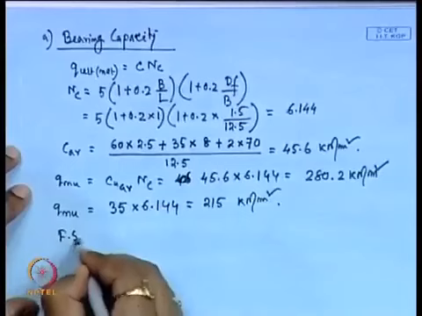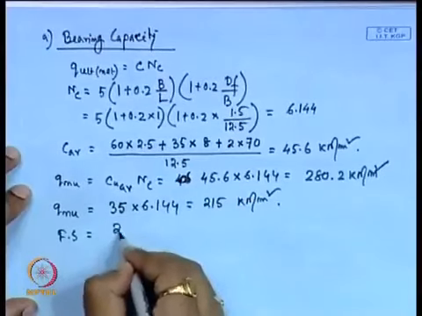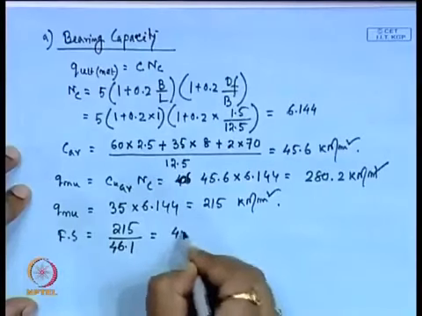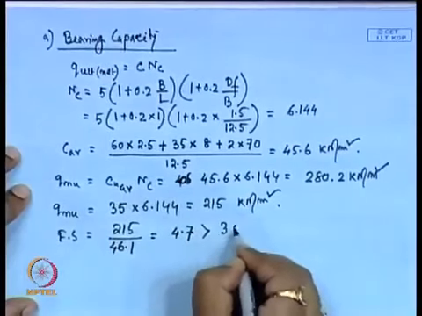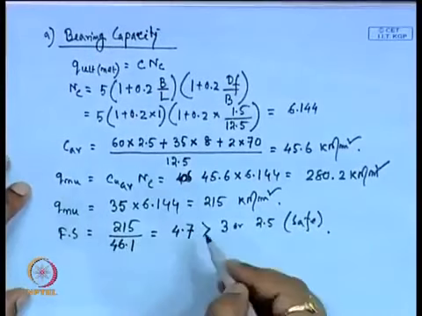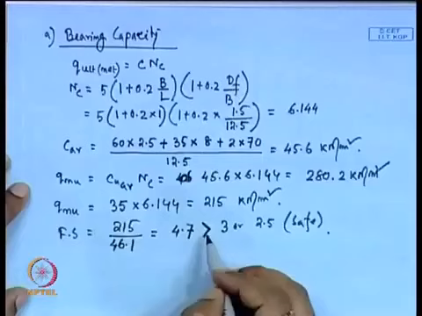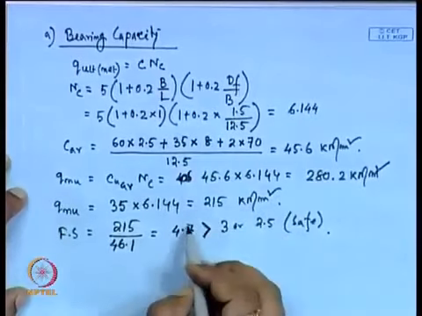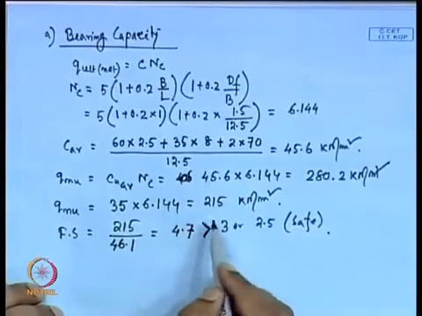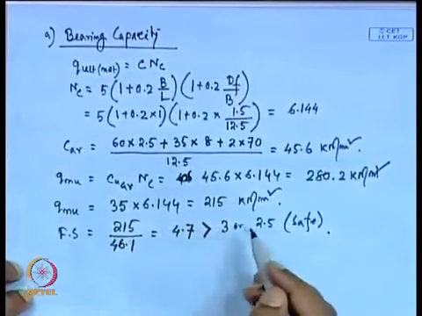So, for the factor of safety we are taking the minimum one, that is we are choosing this 215, and the loading intensity is 46.1. So, this is 4.7, which is greater than 3 or 2.5. So, this is safe, but it is over safe. Now, we will check the settlement calculation first. If the settlement is also over safe, then we have to redesign the dimension, so that we can design this properly and do not design this foundation as an over safe design.